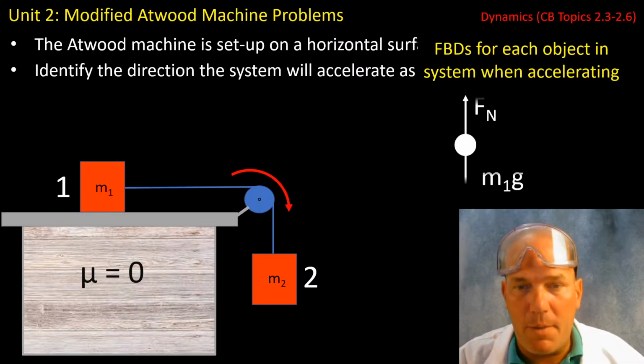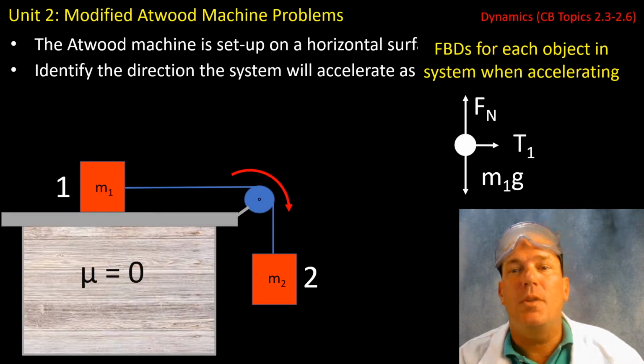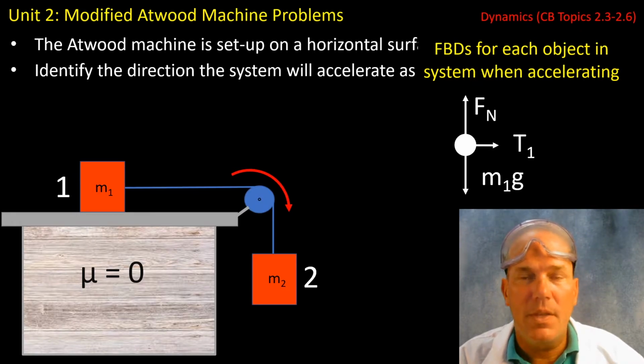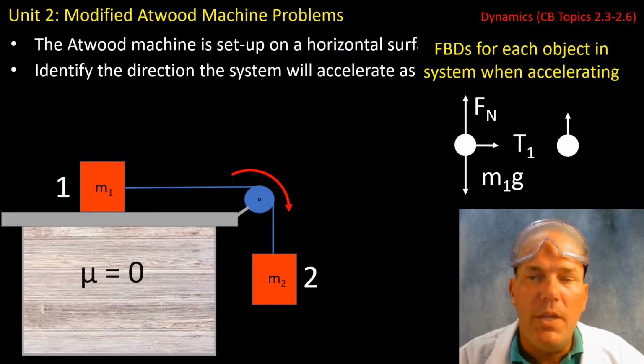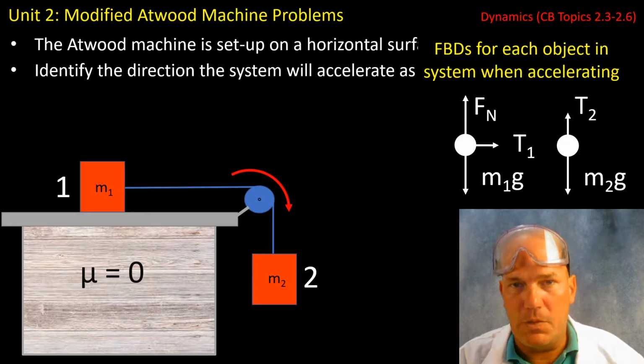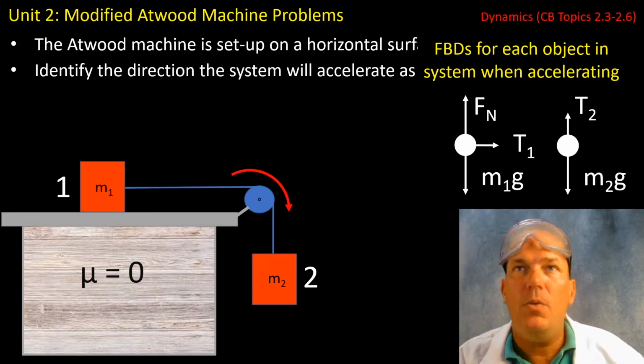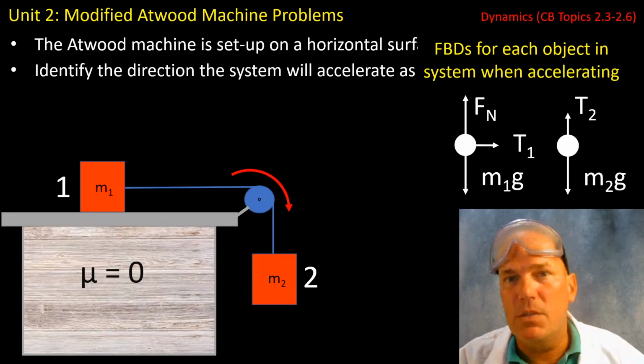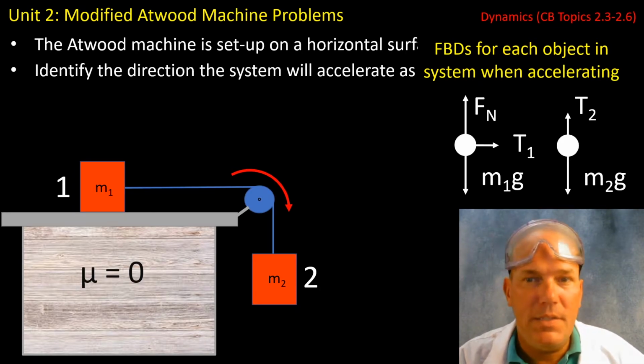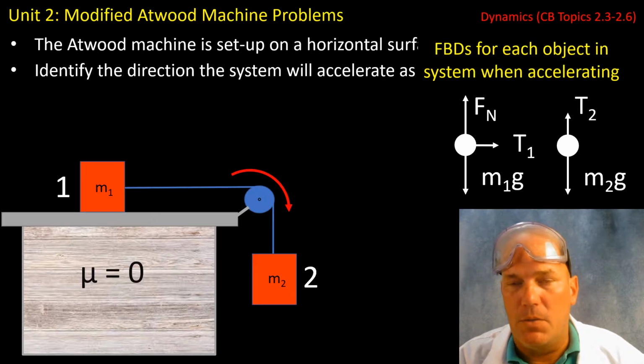Let's start with object 1 and label those 3 forces. Then let's look at object 2 and label these 2 forces. And what I want you to notice is that my tension forces up here are the same in their magnitude.